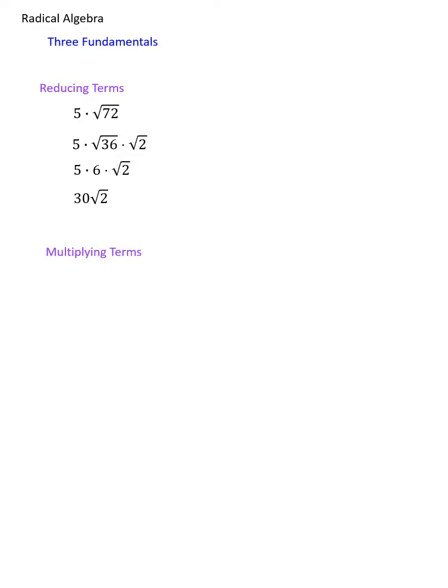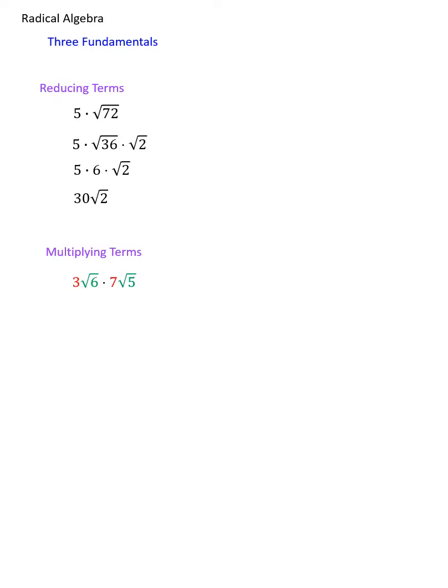Fundamental principle number 2, multiplying terms. Suppose I were to multiply these two radical terms together. Now, of course, each one of these radical terms can be expressed as a decimal in its own right, but the traditions in algebra have us avoiding decimals to see how we can simplify expressions without decimals or calculators. So in that tradition, let's see what we can do here.